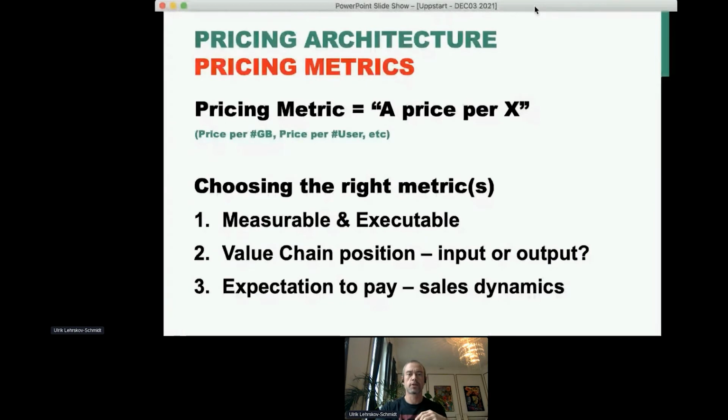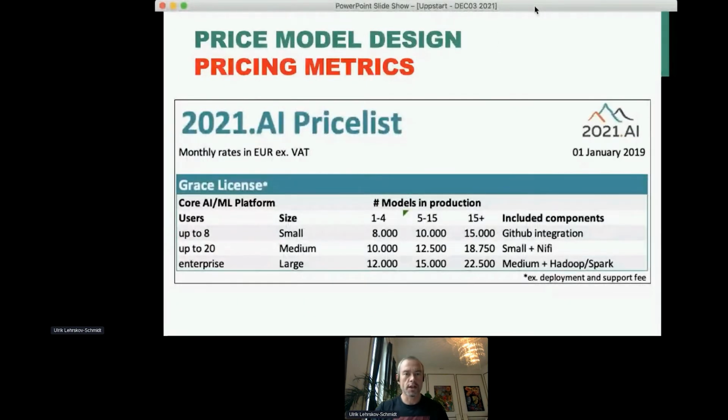Okay, so let's do a little case. This is 2021 AI. They're a software company. They have an AI platform called Grace that they sell to banks. And this is a version of their pricing. I took the numbers out and it's changed a little bit just to anonymize their pricing, but this is a version of their pricing. And as you can see, they have two metrics. On the horizontal version here, they have number of models in production. So more models in production means higher price.